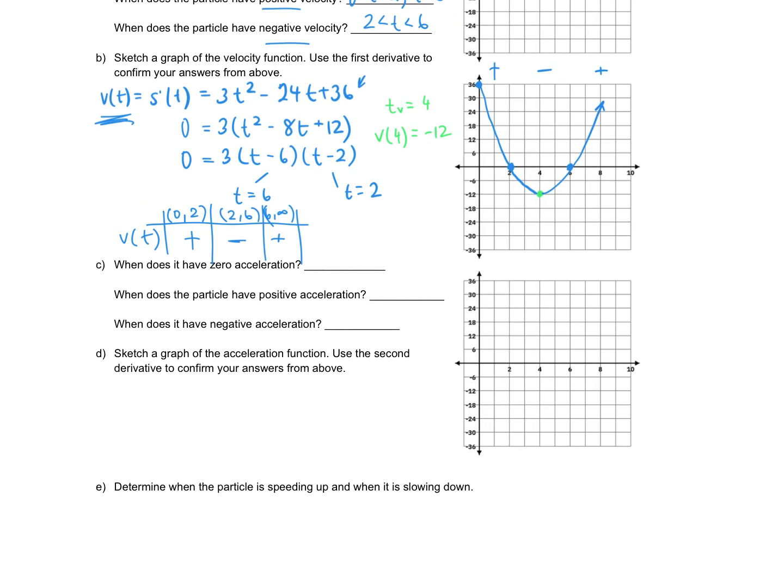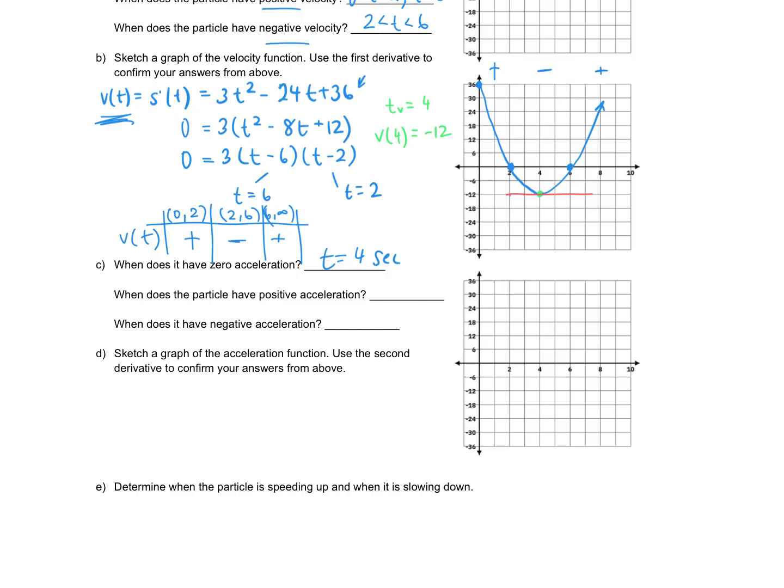When does it have 0 acceleration? So acceleration is the derivative of velocity, so the slope of the tangent of the velocity function. Well, when is the tangent line horizontal? That's when time equals 4. So at 4 seconds.